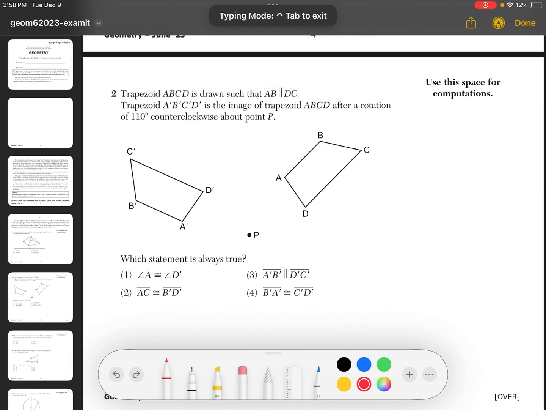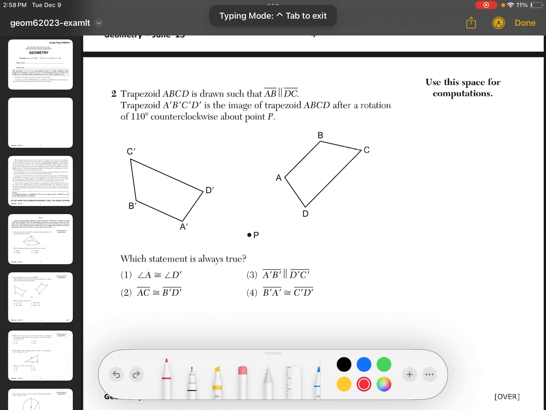Trapezoid A'B'C'D' is the image of trapezoid ABCD after a rotation of 110 degrees counterclockwise about point P. Now, this is a rigid motion question from the Geometry Regents of June 2023. In number 2, there's an image and there's a pre-image. The pre-image, hence the prefix pre, is the one that is drawn originally.